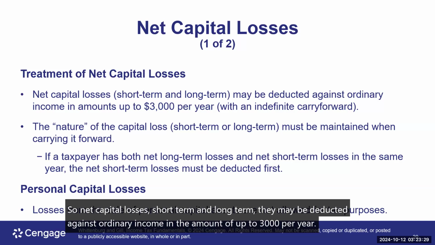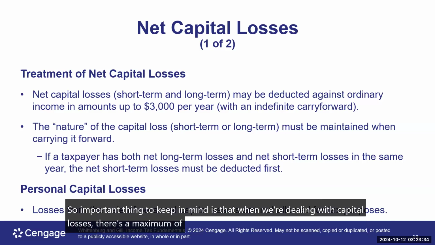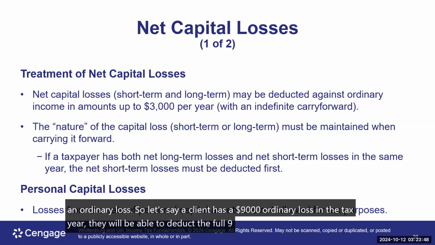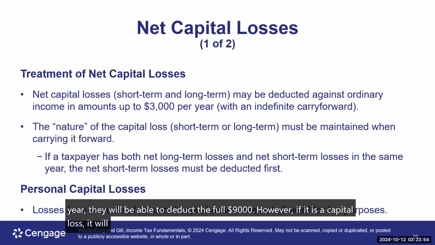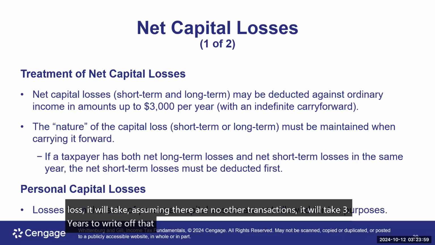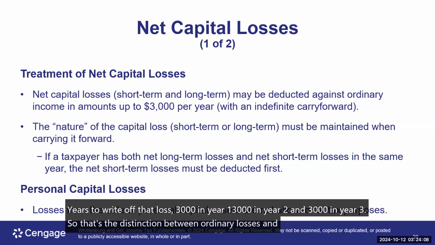So an important thing to keep in mind is that when we're dealing with capital losses, there's a maximum of $3,000 per year, and that is in comparison to an ordinary loss. So let's say a client has a $9,000 ordinary loss. In the tax year, they will be able to deduct the full $9,000. However, if it is a capital loss, assuming there are no other transactions, it will take 3 years to write off that loss. 3,000 in year 1, 3,000 in year 2, and 3,000 in year 3. So that's the distinction between ordinary losses and capital losses.